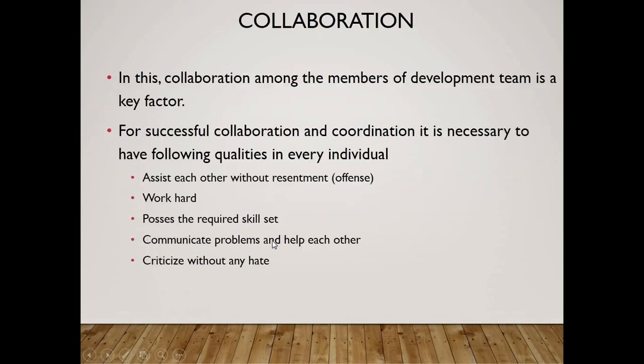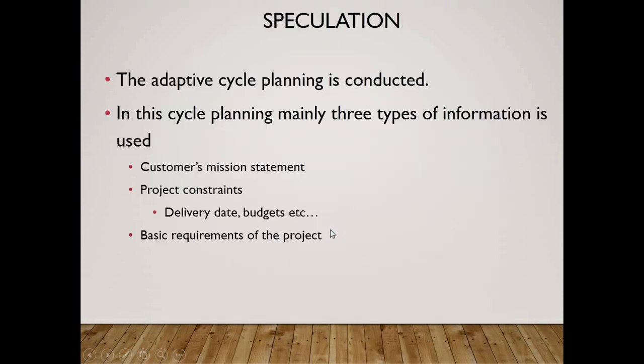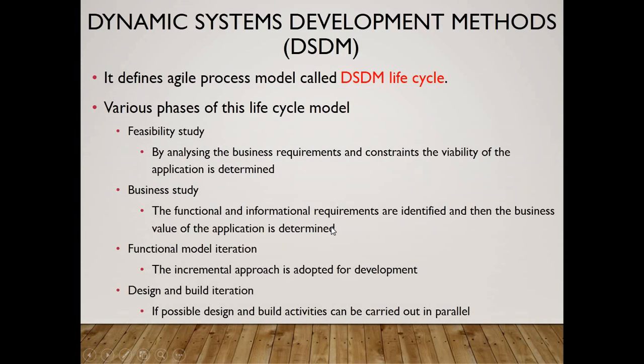So this was the adaptive software layer. In that, three phases are there: speculation, collaboration, and learning. Now we will discuss our second model, that is the dynamic system development method model. In short, we can call it DSDM. It defines an agile process model called the DSDM life cycle.